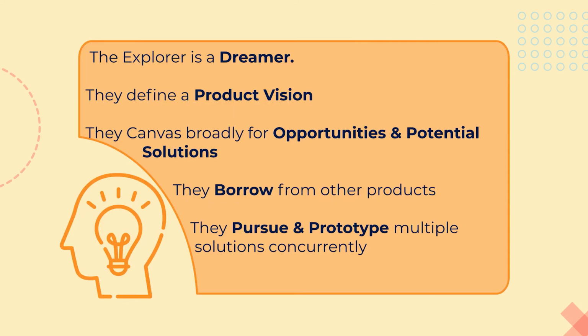So the explorer is a dreamer. They define a product vision. This is one of the main things that product managers do for their team: they build a vision for what they want the world to look like. They think and search broadly for opportunities and solutions to problems. They look at other competitors and other industries and see what they can learn from them and apply to their own domain. They pursue and prototype their ideas in tandem with each other and figure out what's the best way to move towards a future.